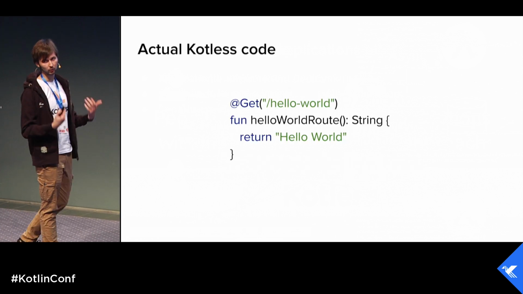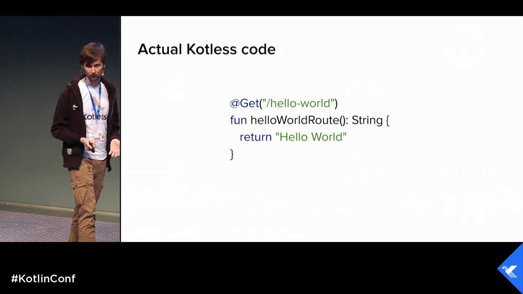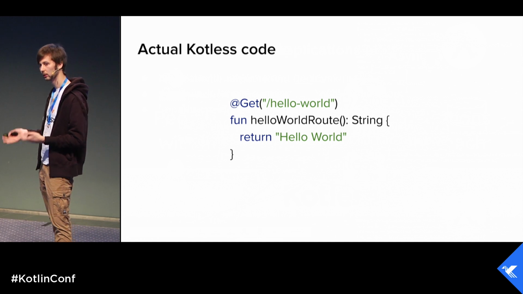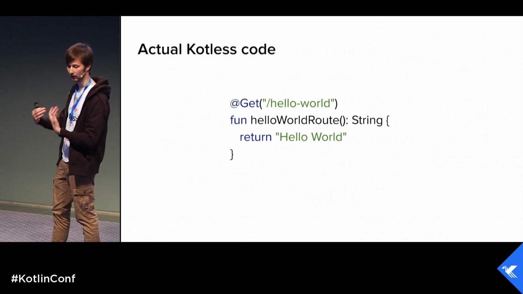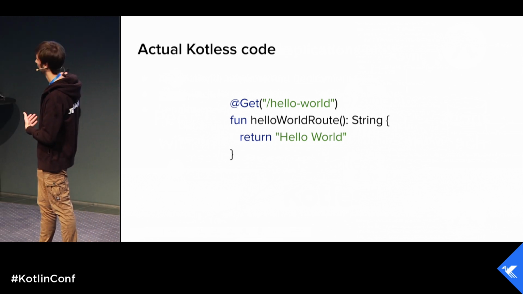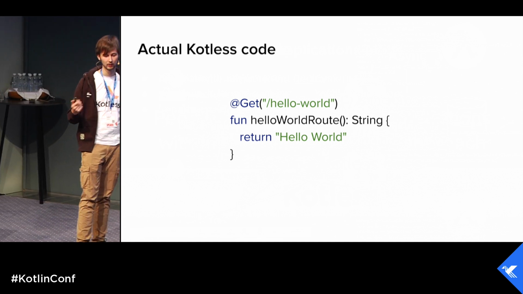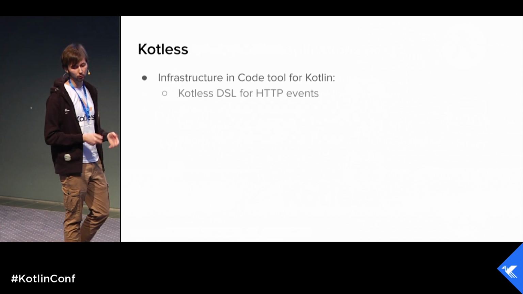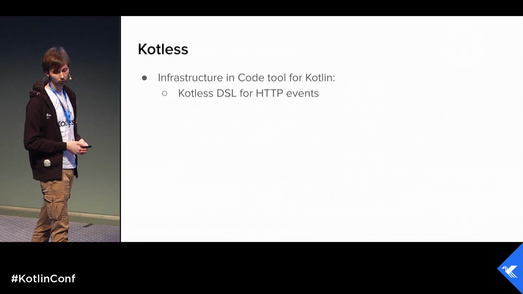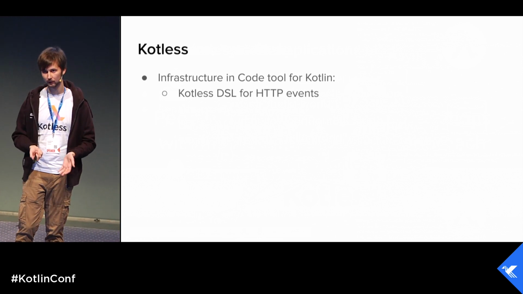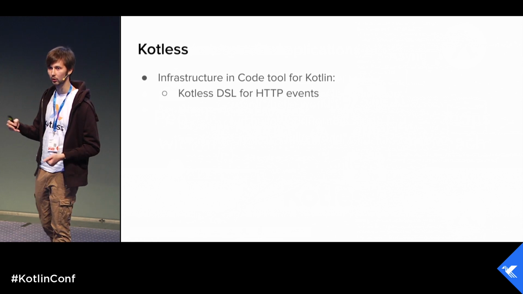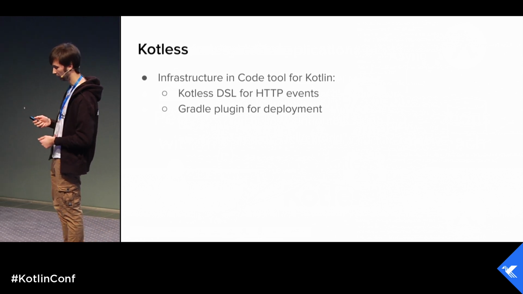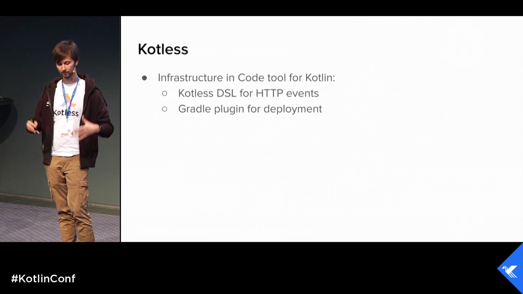Kotless is an infrastructure as code tool, and the code we've seen a few times already is actual Kotless code. This is everything you will need to deploy a REST API into AWS. And it will work as we would expect from a Spring application or any other application. So Kotless is an infrastructure as code tool for Kotlin. It has its own Kotless domain-specific language for HTTP events. It is a set of annotations that you are using, like JAX-RS-like annotations. It has its own Gradle plugin for deployment of the whole infrastructure.